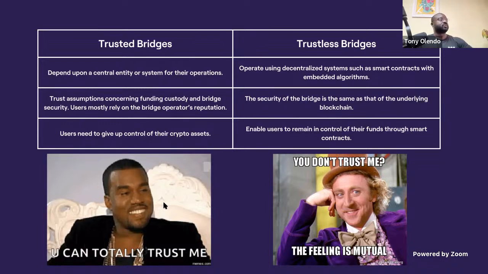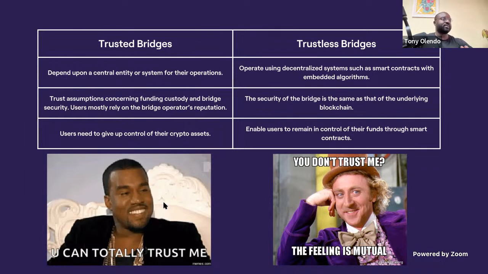Then you have trusted bridges, which depend upon a central entity or system for their operation. You could think of Axelar and LayerZero; there are very many. The big trust assumption you're making when you use any of these tools is that you're saying, I trust this team, and therefore I will submit my funds to them. And I trust that they do have the funds on the destination chain where I want my liquidity or my message to appear. You're making that kind of assumption there.